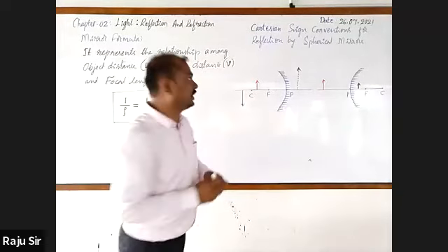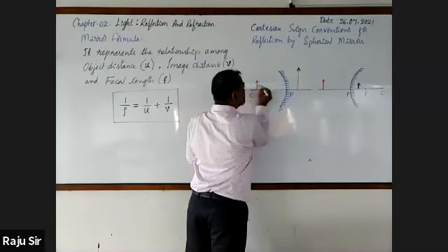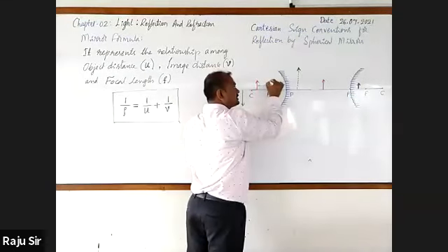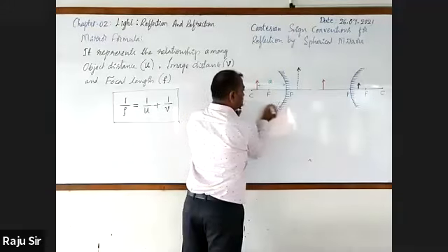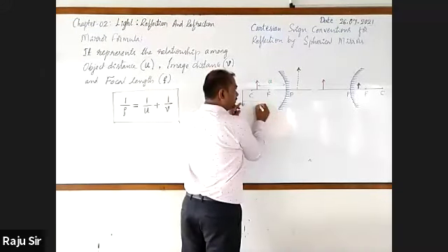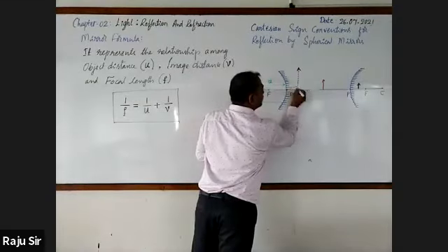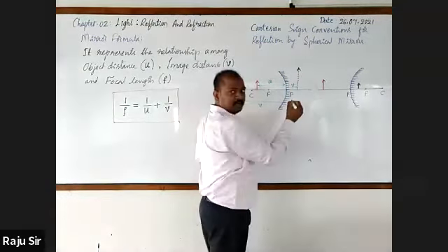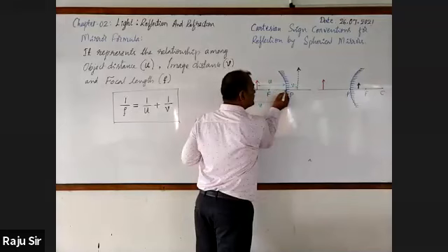Next, look here. What do you call this distance? Object distance. Object distance is denoted by U. Next, this is image distance. Image distance is denoted by V. Hope that you are writing. Next, what is the distance from P to F?